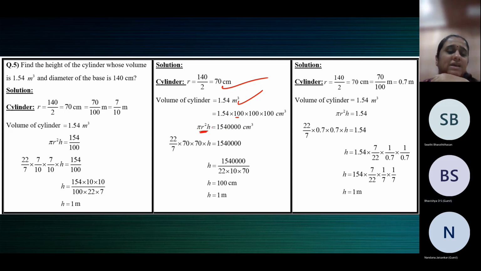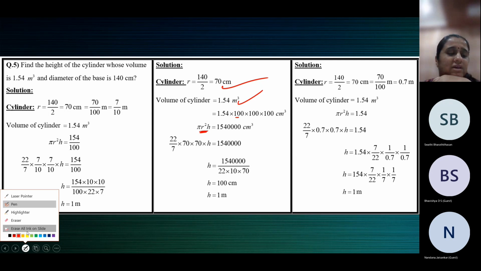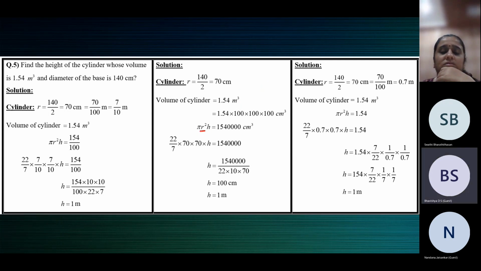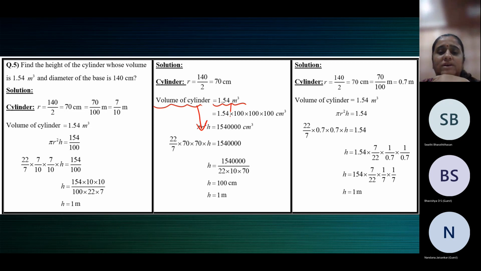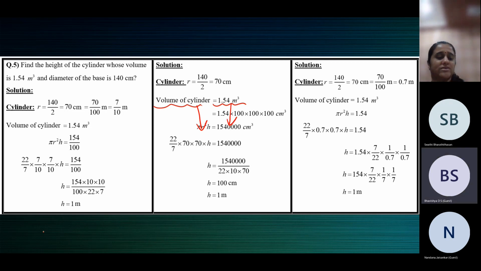How suddenly have I written pi r square h? The volume of the cylinder is pi r square h. Here, see, this is the equation. Volume of cylinder is equal to 1.54 meter cube. Volume of cylinder is pi r square h. And this one we converted to centimeter cube. Very good.